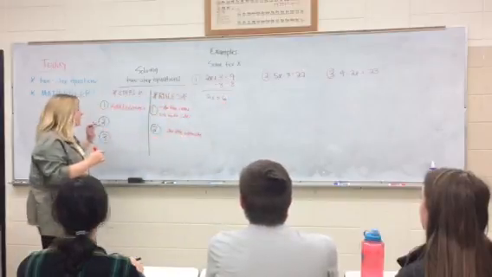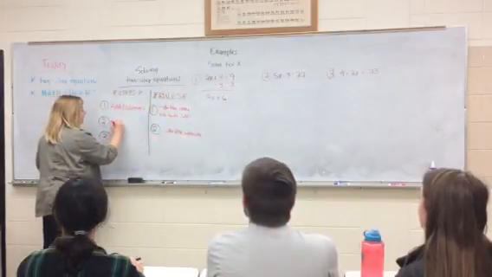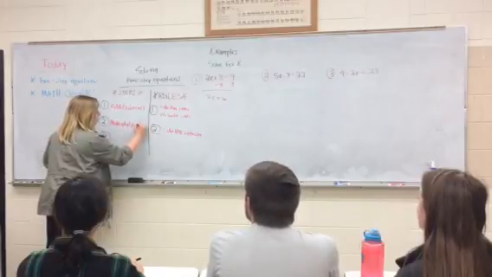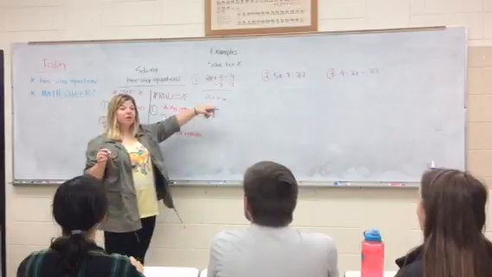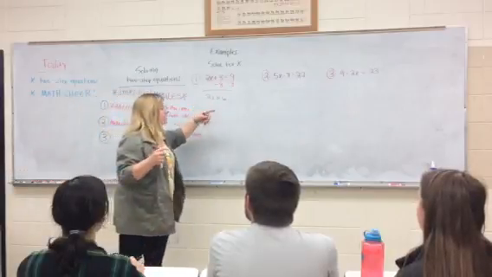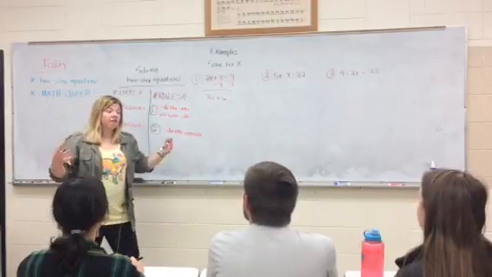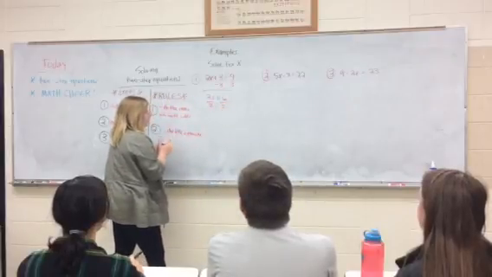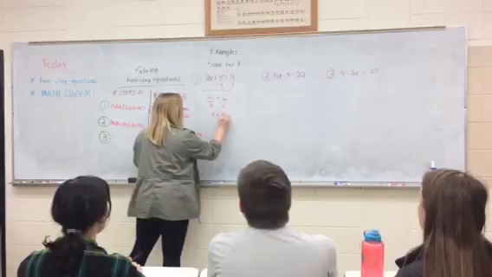Okay, our second step over here will be to multiply or divide. So now we need to isolate our variable, and our variable is just a number. So x equals a number, and we're trying to solve for x, solve for that number. So now I'm going to divide on both sides of the equation. So now I'm left with x equals 3.